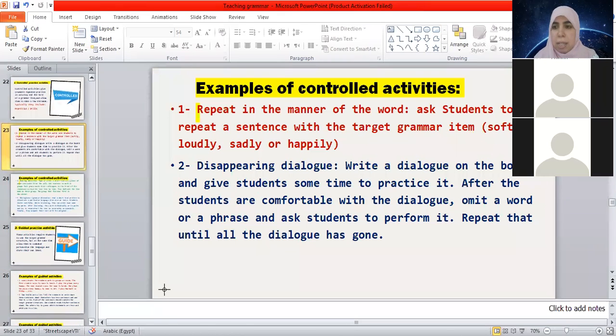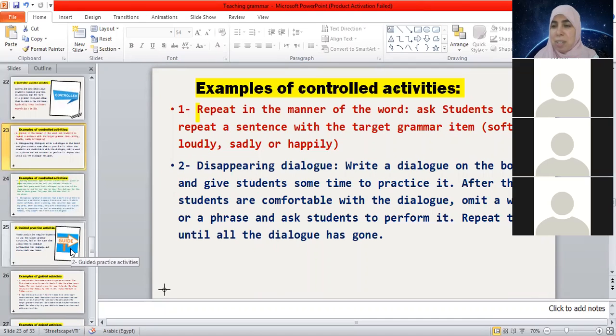Okay, let's move to the second type. Can you remember the second type? The first type is controlled. The second type is? The students are having a problem with the dialogue question. So I think it will help them.